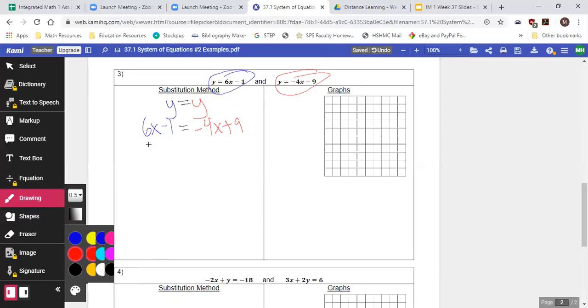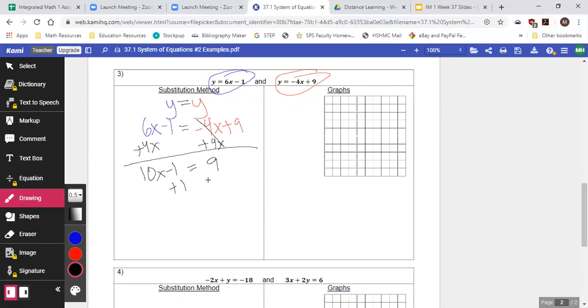So now we can solve for the variable, since we already isolated for the variable. And we substituted, so we're on step 3, which is solving for x and y. So we can add 4x on both sides. We get 10x minus 1 is equal to 9. Then add 1 on both sides. And you get 10x equals 10. Or in this case, x equals 1.